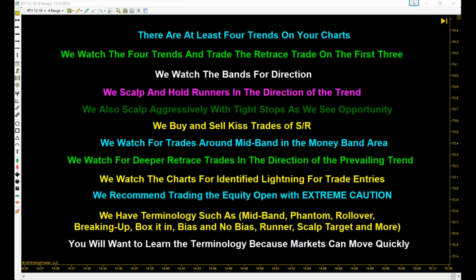If we bias to the downside, we're looking for shorts only. This terminology is pretty important to learn because when somebody comes in new, they say, well, what the heck's a phantom? That's just terminology we've used to tag a good deep retracement trade that hits certain criteria. And they can be very, very good trades too.